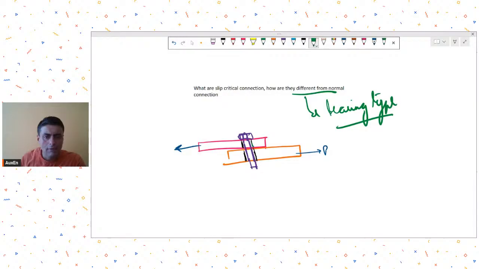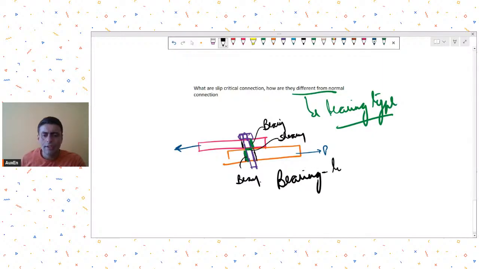That means there will be bearing on this surface, plate will bear on the bolt, then there will be shear generated in this bolt, and then the orange color plate will bear on this side. So this is my bearing surface. There is a shearing effect created in the bolt cross section, and then there is a bearing surface over here again. So this is how the load transfer takes place in a normal bearing type connection. So most of the connections that you see are bearing type.